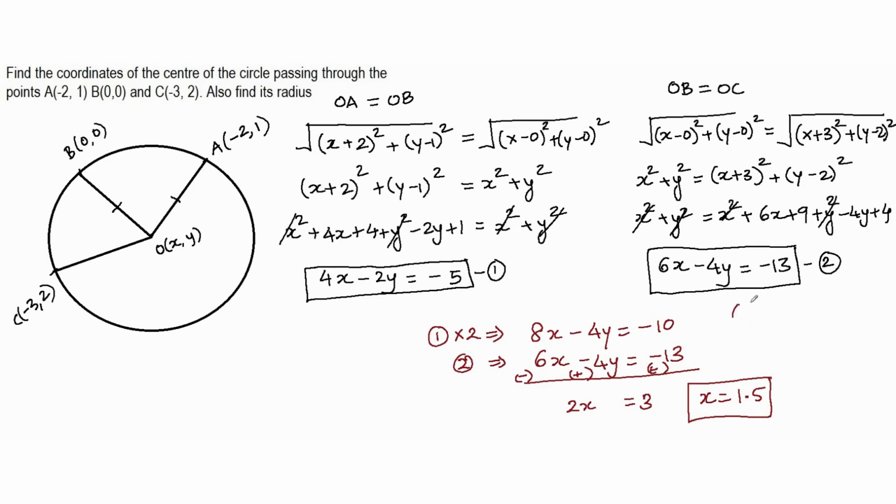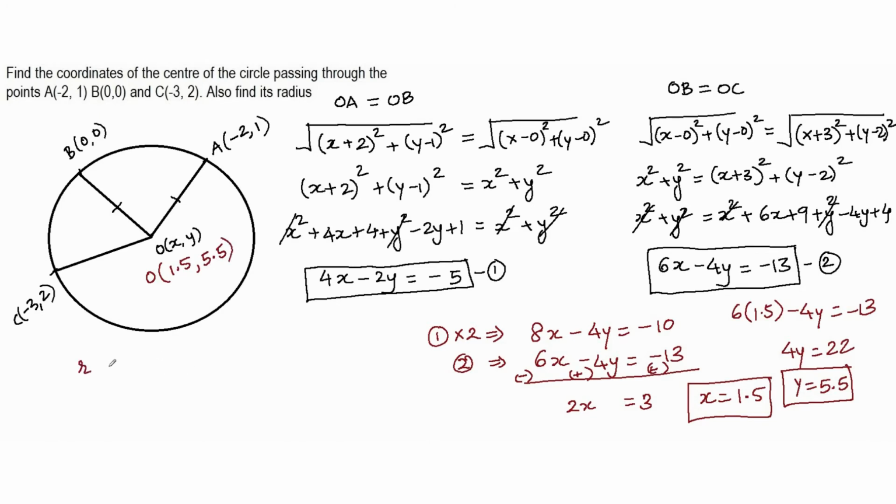So I get 6 into 1.5 minus 4y is minus 13, which means 4y is 9 plus 13, that's 22, and therefore y is equal to 5.5. Therefore, the coordinates of the center is 1.5 comma 5.5.